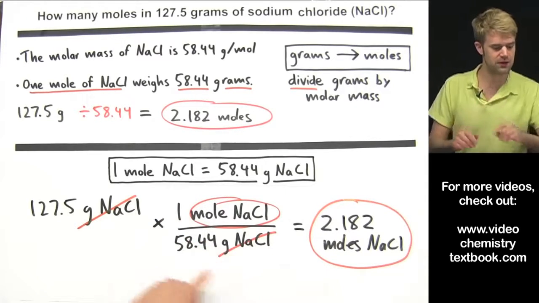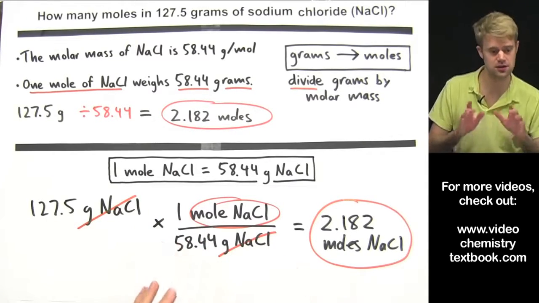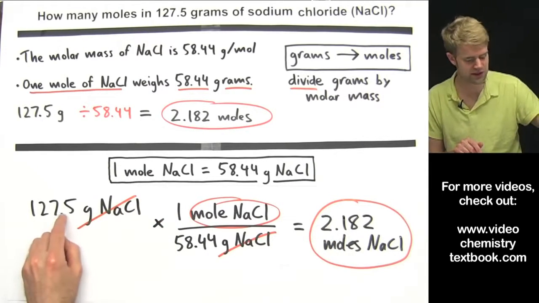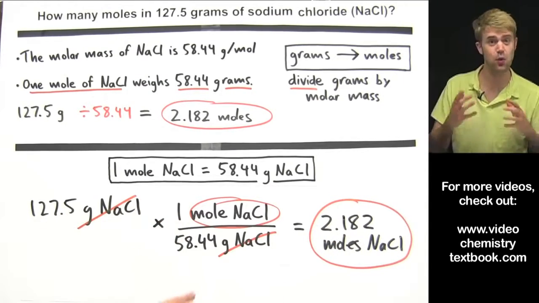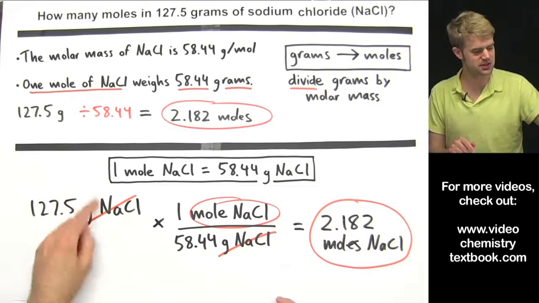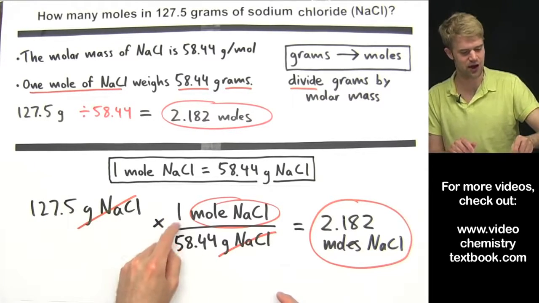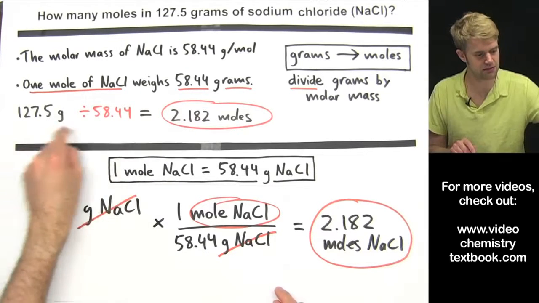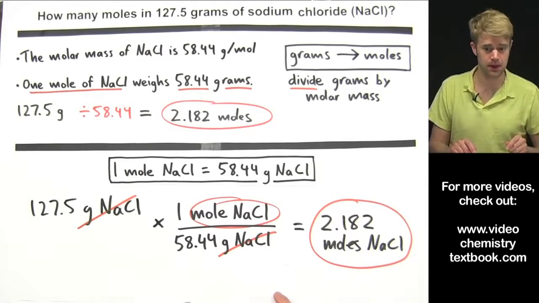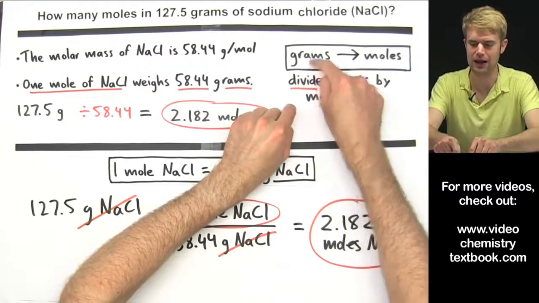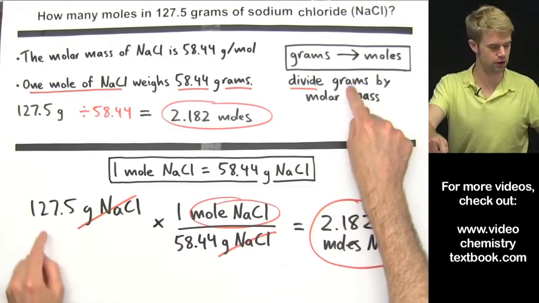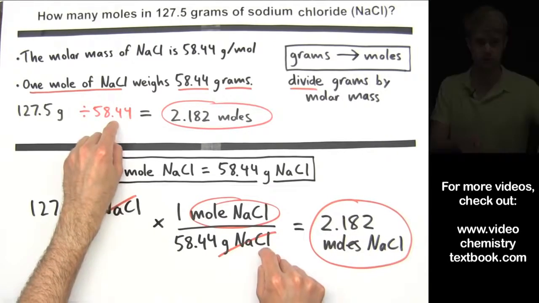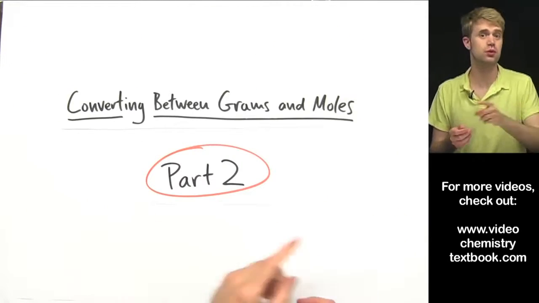Now I just want to point out that the math I'm doing here is exactly the same as the math in the think it through method. I take 127.5 and multiplying it by 1 doesn't change it at all. So I'm still just doing 127.5 divided by 58.44, which is exactly the math that I did up here, which just shows that when we're going from grams to moles, we take the grams and we divide by the molar mass. So that was kind of a quick introduction on going between grams and moles.